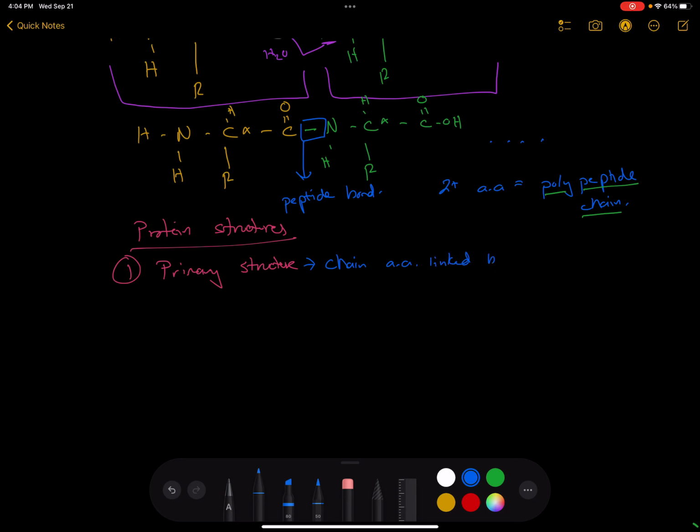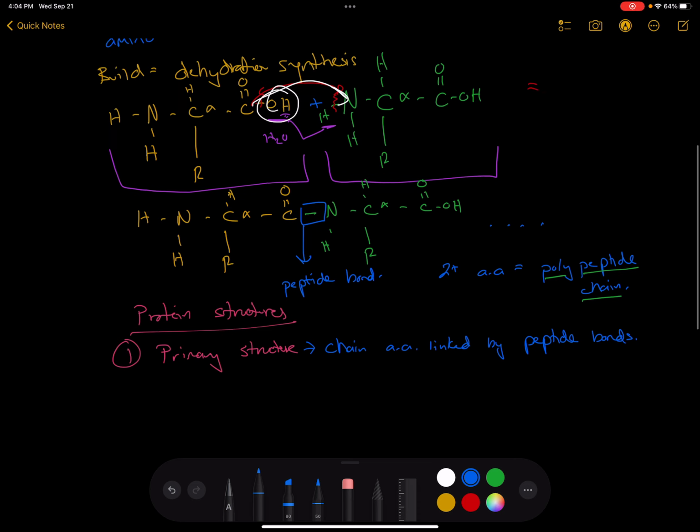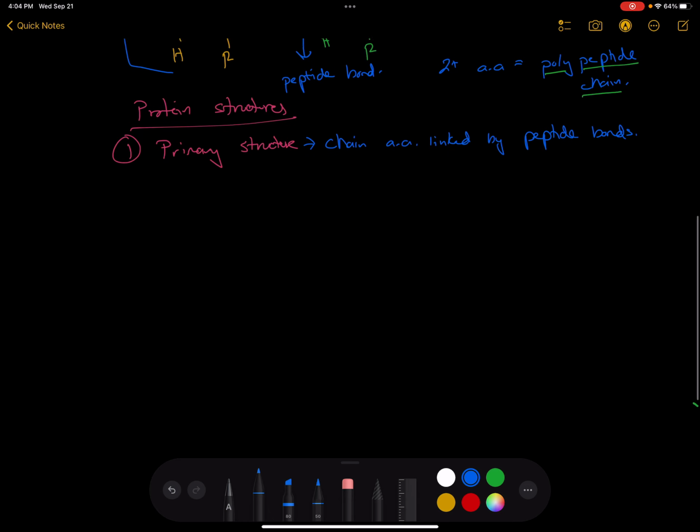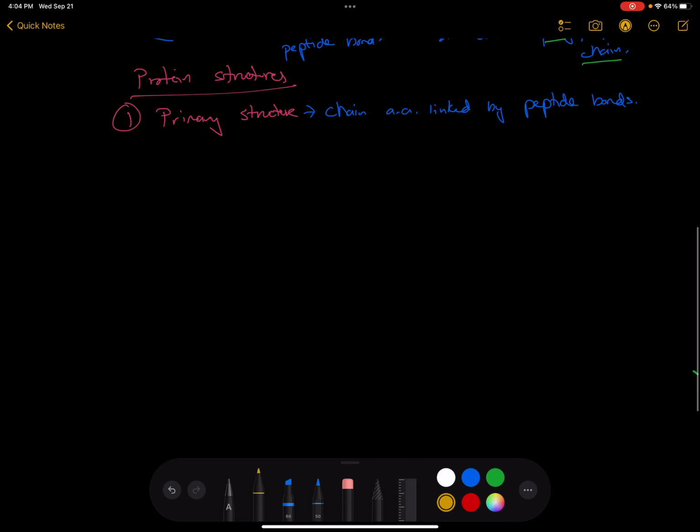linked by peptide bonds. So what we drew up here would be a primary structure because it's just a chain of them. I could just keep doing this over and over and over again, be one straight line. If I made that picture a little easier, this would be an amino acid, linked together, amino acid, linked together, amino acid, etc. And then these bonds that are holding them together are the peptide bonds.